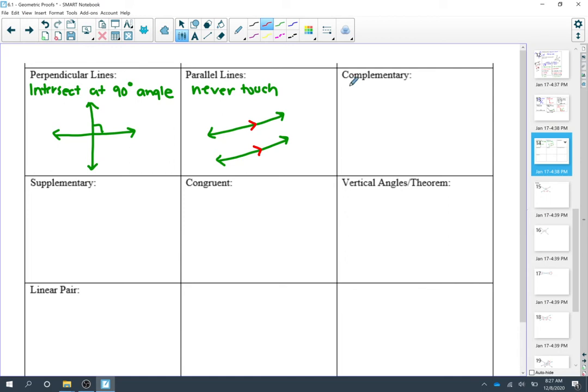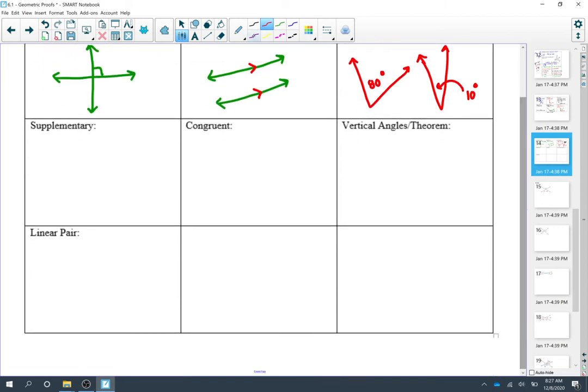Complementary. Add to 90. So let's say I have one angle over here. I'm going to tell you this is 80 degrees. Then I have another angle over here. Okay, if these two are complementary angles, and I know this one's 80, then how much does this one have to be? And the answer would be 10, because they're complementary. So 80 plus 10 is 90.